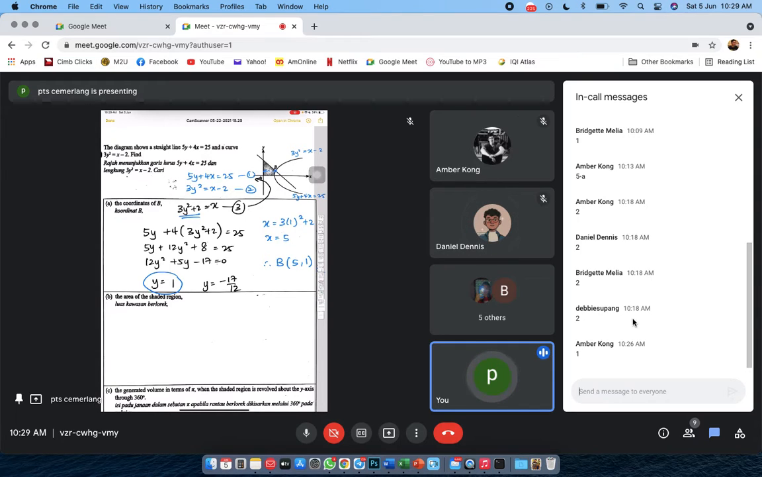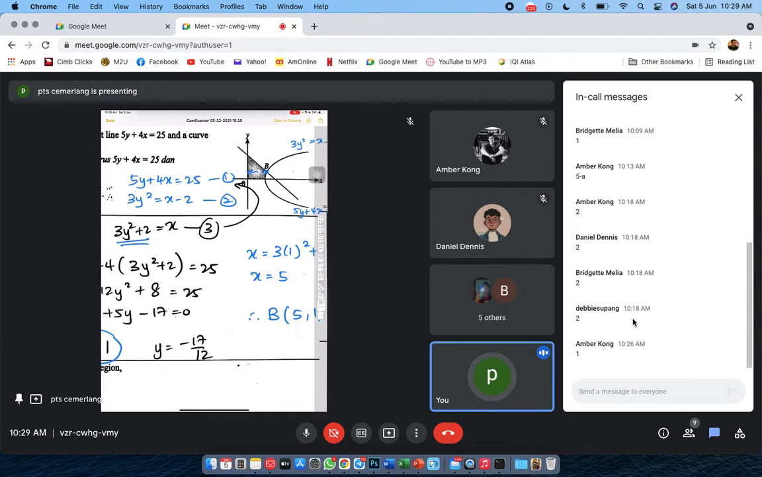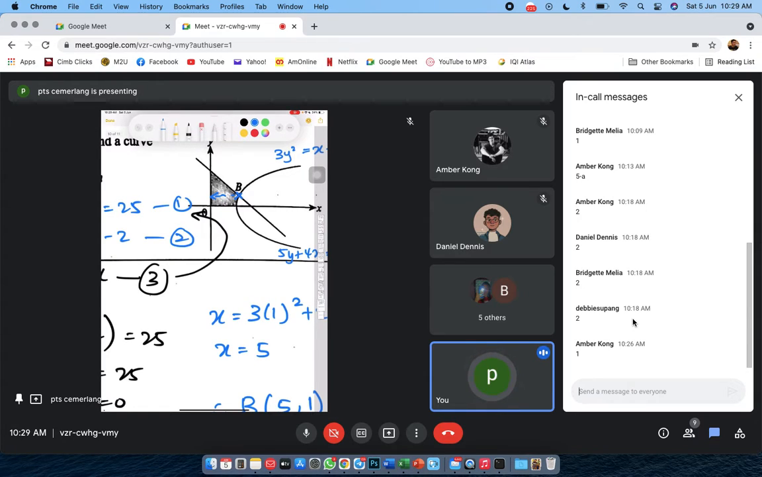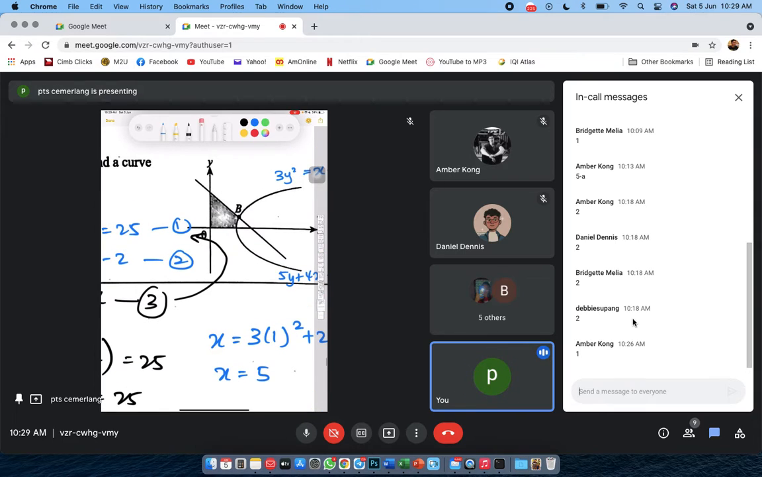Can. Okay, good. So if you look at question B, the question is asking you to find the area of the shaded region. Do you think the area of the shaded region is attached to the y-axis or bounded by the x-axis? Which one do you think is correct? Attached to x or attached to y? Debbie, what is your opinion? Y. Yes, okay, very good.